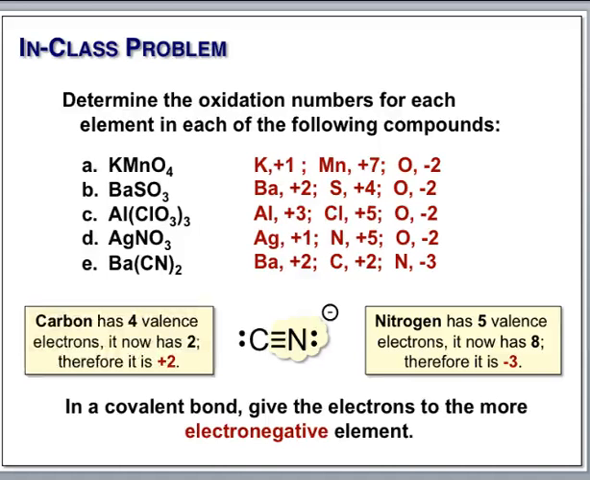So if it's not covered by the rules, you look to see which one is most electronegative. You give them all the electrons, and then just compare what you've got to the periodic table. If these were the same, if they're both carbon or both nitrogen, then you would split them evenly. But if they're not the same, the most electronegative element gets them.